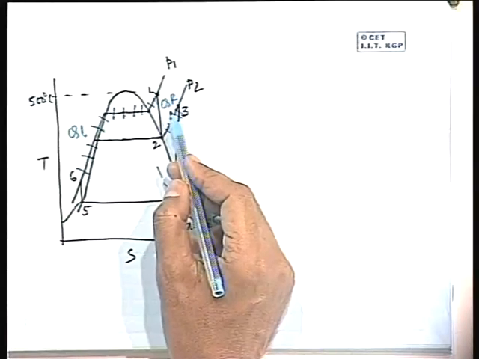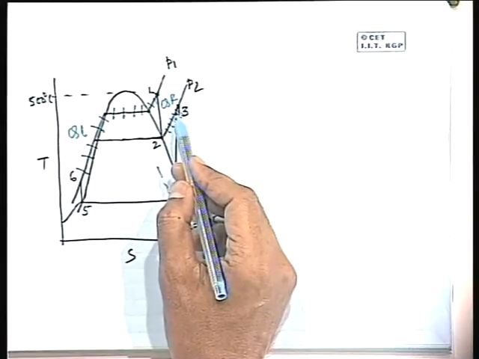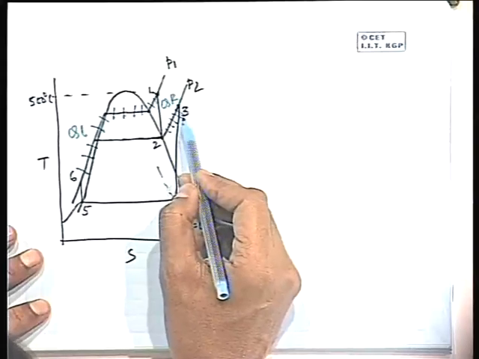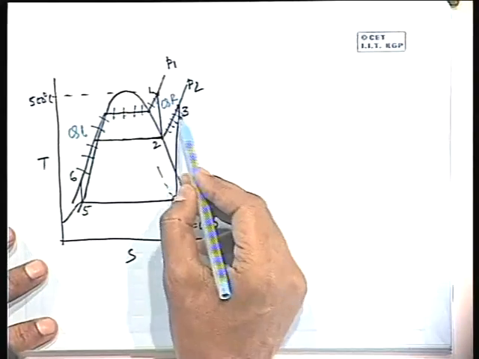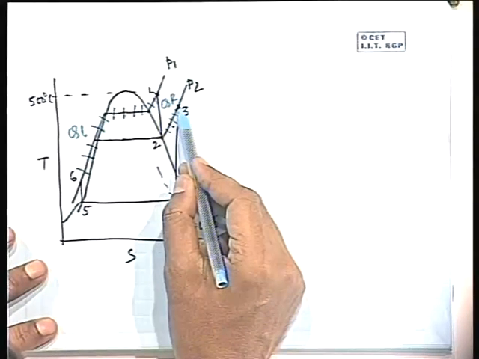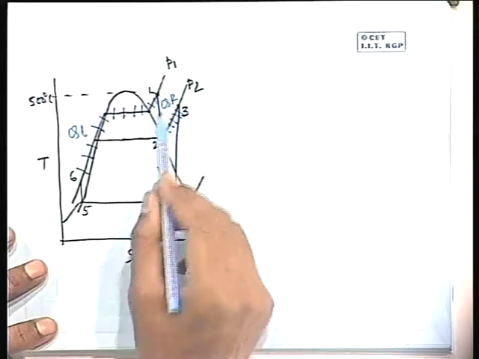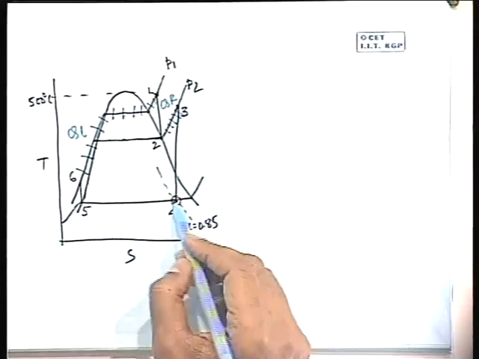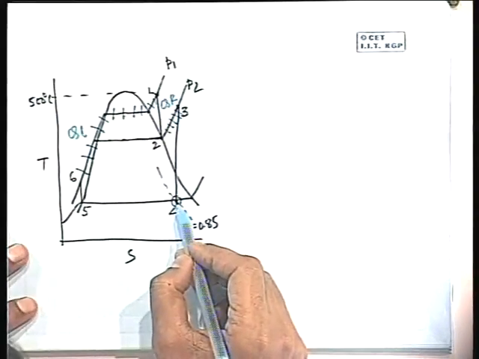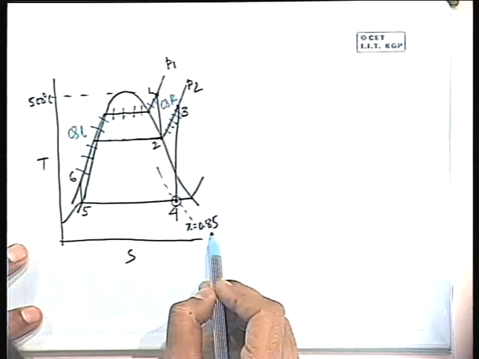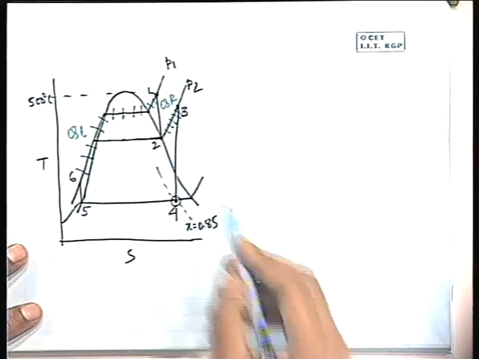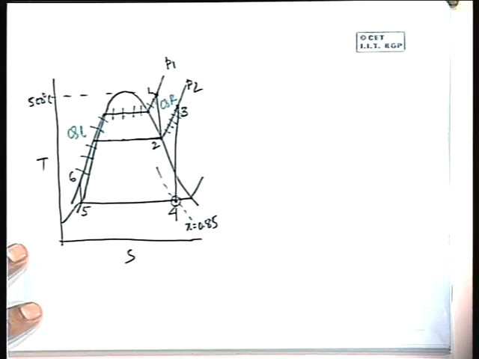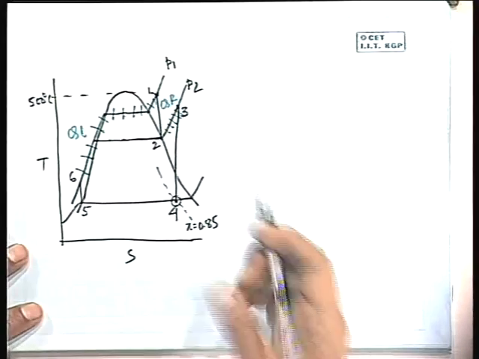It is a coil placed in the boiler which takes the heat from the flue gases, the burnt products of combustion of fuel, and it is heated up to a temperature. T2 is less than T3, so T3 will be 400. This is given. Then it is expanded to point 4, which ends up at 0.85 dryness fraction. This is the condenser pressure. So P4 is the condenser pressure.